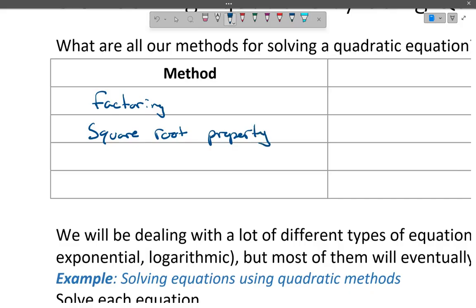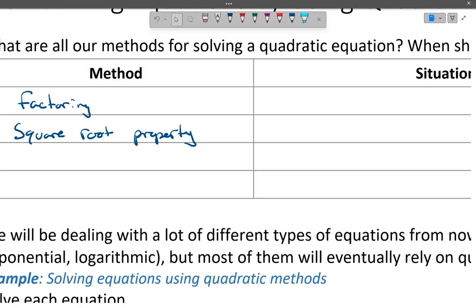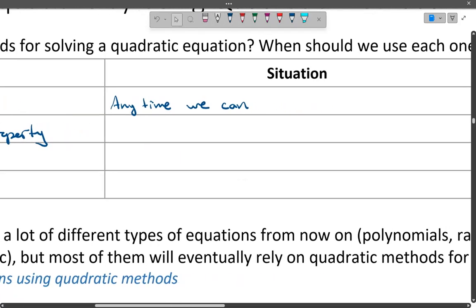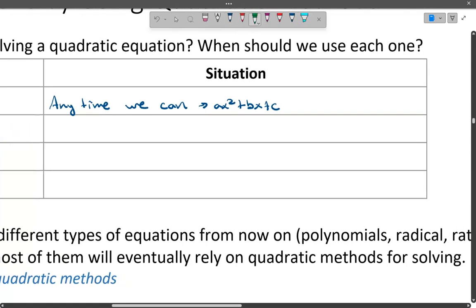These should always be our first two methods that we go to when we want to try and solve a quadratic equation. Now, the situation will vary depending on the type of quadratic we get. So with factoring, we want to try and use it anytime we can, when our equation can be easily written in standard form of ax squared plus bx plus c. And a way that we can check whether or not we can factor is by using the discriminant.